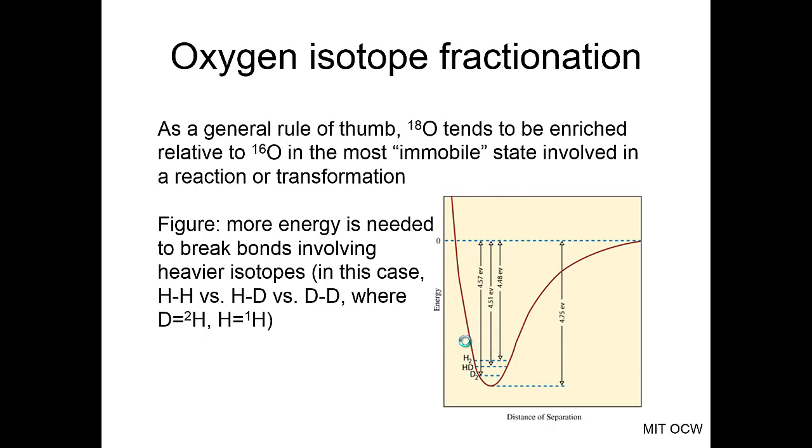There are a few reasons why there are variations in oxygen isotope compositions. One is that heavier isotopes tend to form stronger atomic bonds.